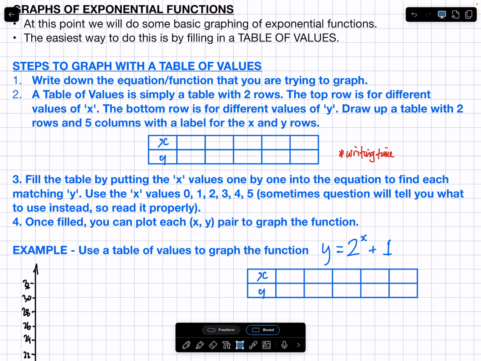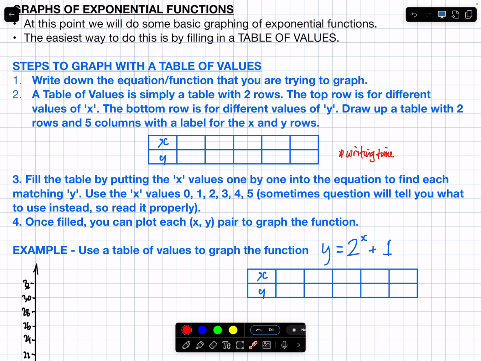What's step 3? Right now, this table, there is nothing in it. It's just x and y. It is empty right now. So step 3, you fill the table by putting the x values one by one into that equation you wrote to find what the matching y's are. You can use x values of 0, 1, 2, 3, 4, 5, but sometimes the question will tell you what to use instead. So read it properly.